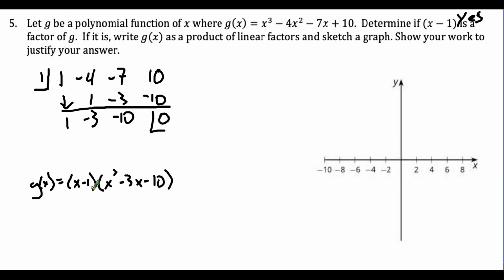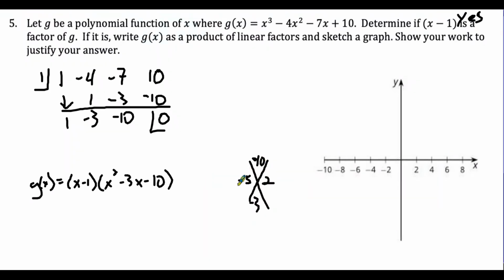So now I can go one step further and x factor this polynomial here. So if I come over here and set up my x, a times c would be 1 times negative 10, so negative 10, and then my b value is negative 3. So I'm looking for two numbers that multiply to negative 10 and add to negative 3. Well, that would have to be negative 5 and positive 2.